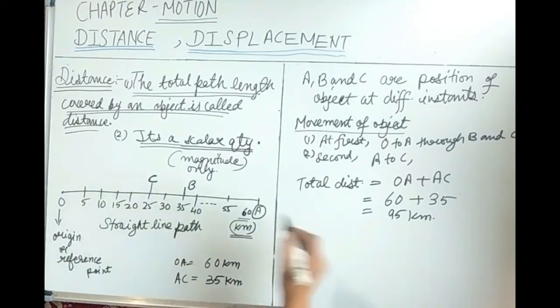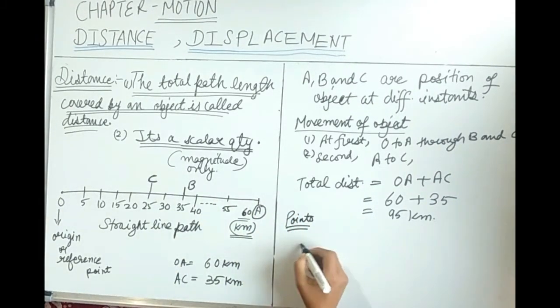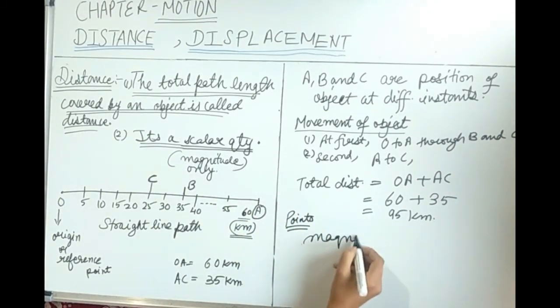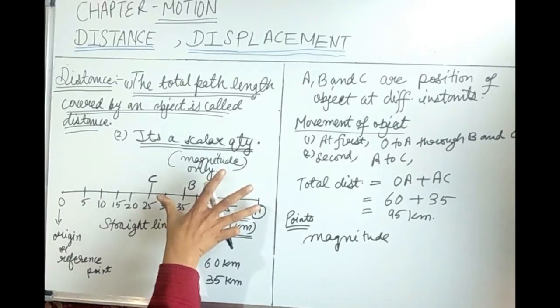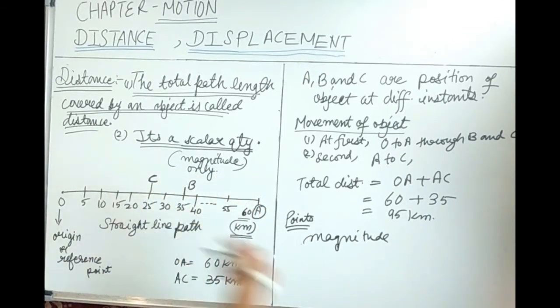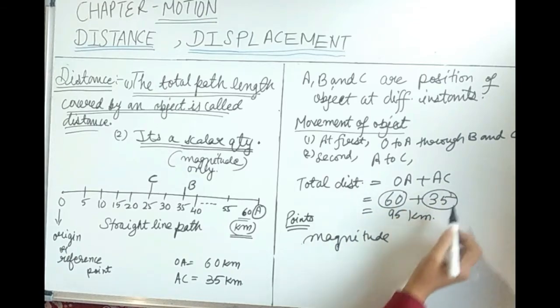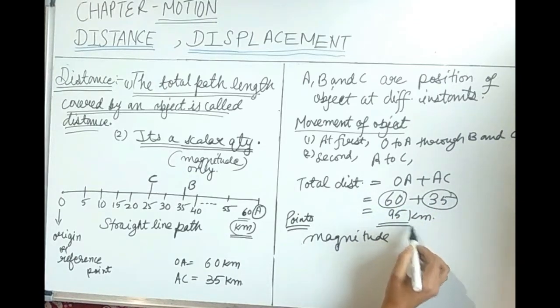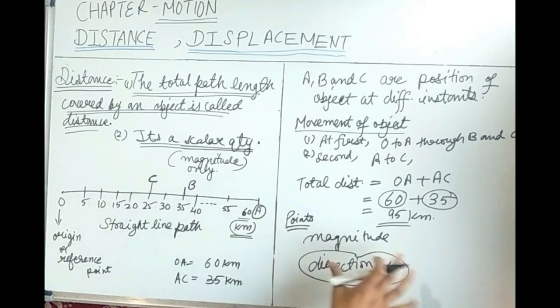So you have to notice 2 points here, that we have specified only the magnitude part. We are not discussing the direction. O to A, the total path covered, and A to C, the total magnitude value we are taking. Magnitude is 60 first and then that is 35. The total distance came out to be 95 kilometers. Here we are not talking about direction. So distance is a scalar quantity.